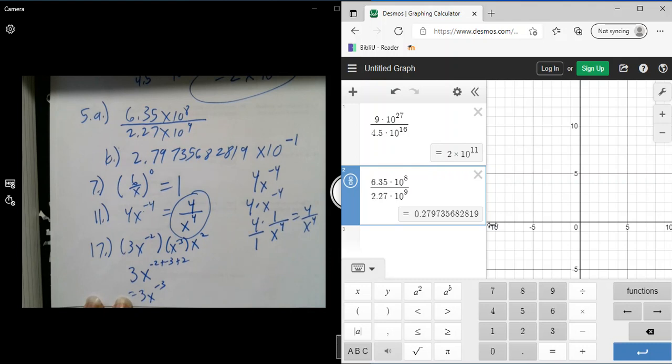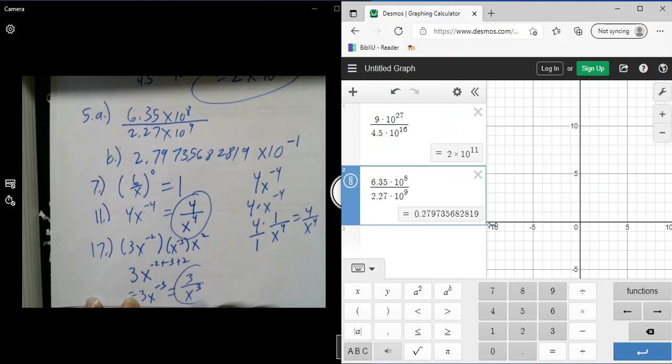And then we do not want to leave this with a negative exponent because the directions told us to write our results with positive exponents only. So this right here now looks like number 11. 3x to the negative 3, like 4x to the negative 4. That ends up being 3 over x to the third.